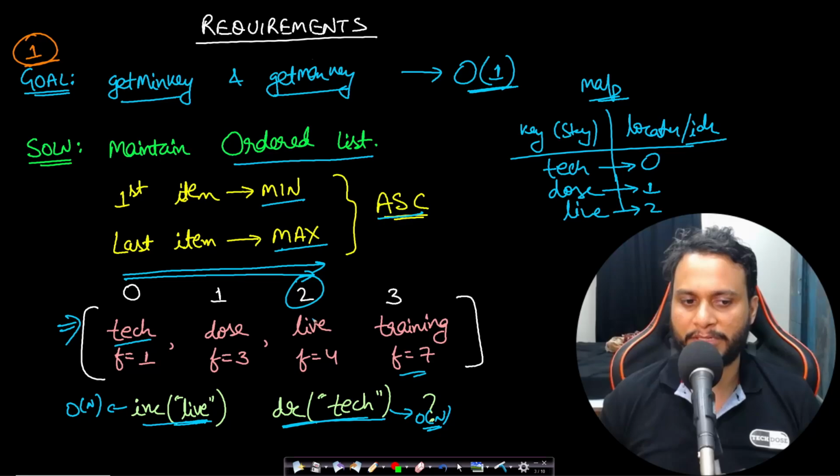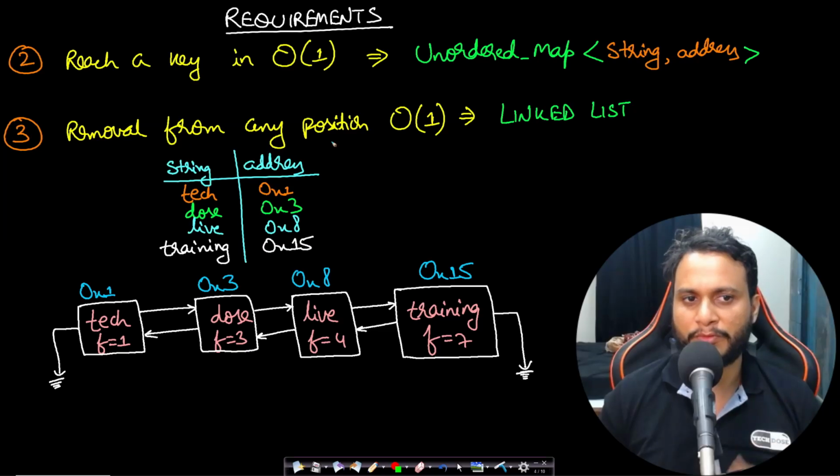but removing it from the list? If someone's frequency becomes 0, I will have to remove that item. So removing the item from the array is not order of 1, it is linear time, order of n, right? So in that kind of case, you cannot take an array. What is the next option? I think it will be a linked list, right? So if you have a location already known, you can use a linked list to remove the item.